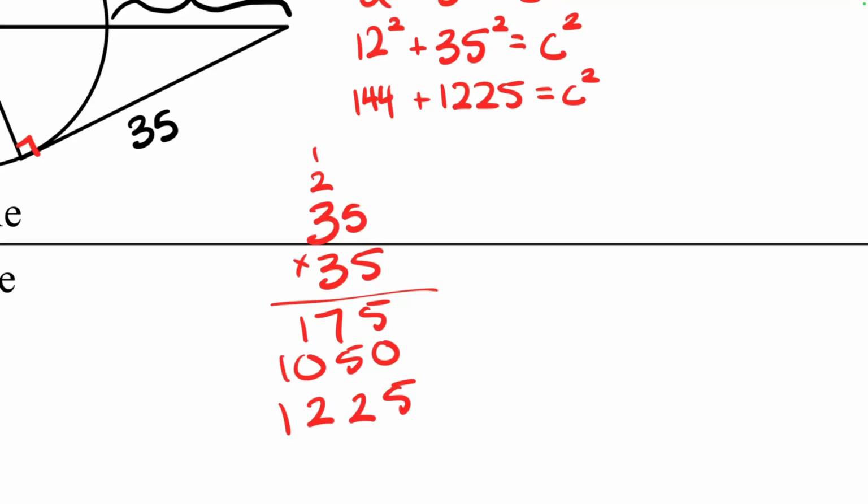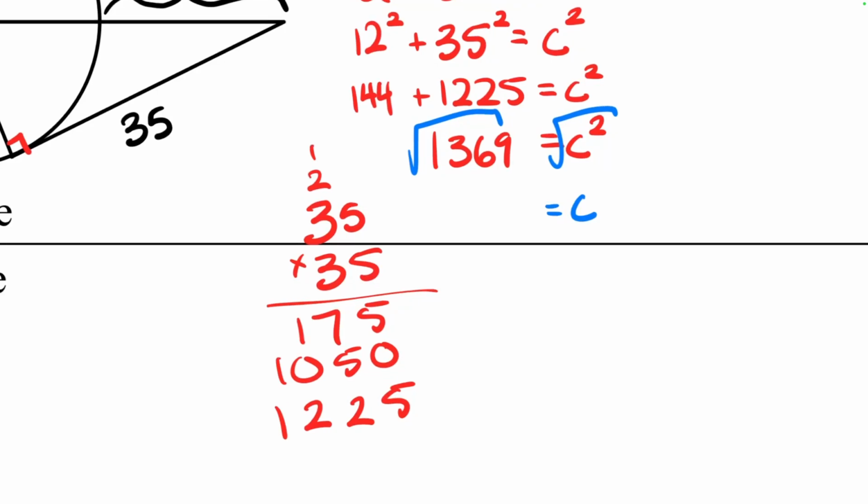Adding these together gives us something. Valentina, help us. 1,369 is correct. And then finally we square root, and C is equal to, what could that be? I'm just going to use a calculator. You can do this by hand, but I prefer to not because that's going to take a bit of time.